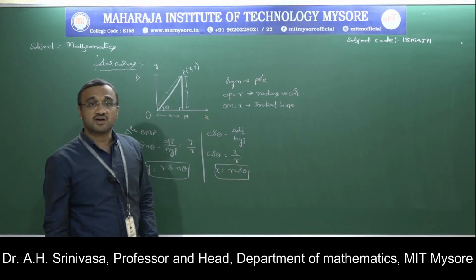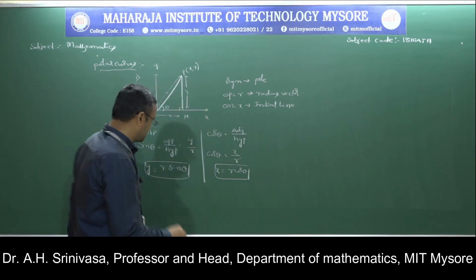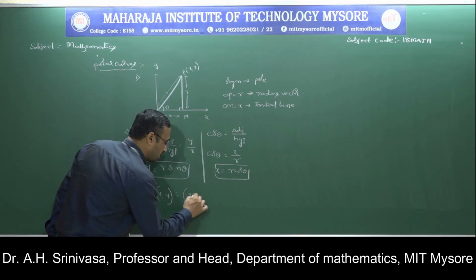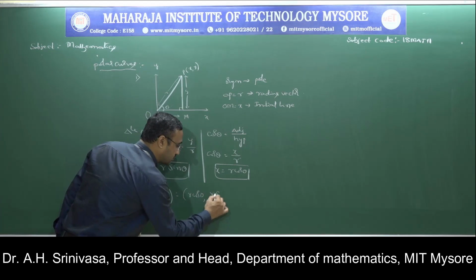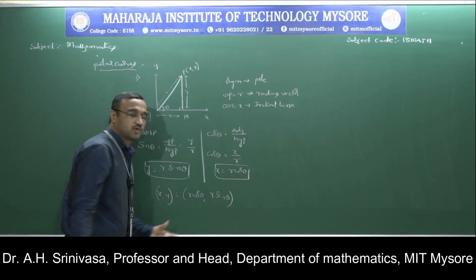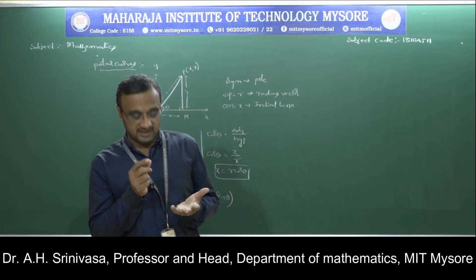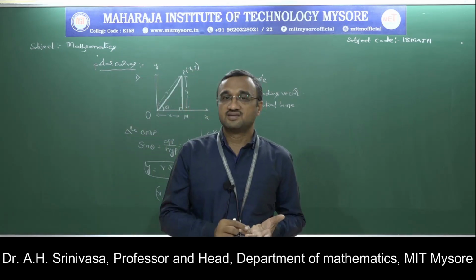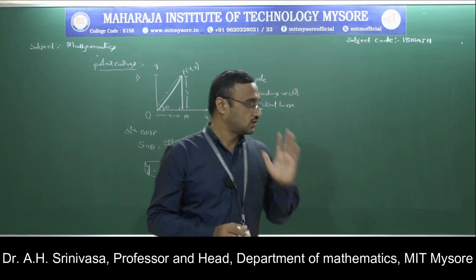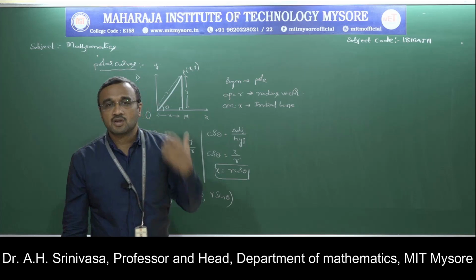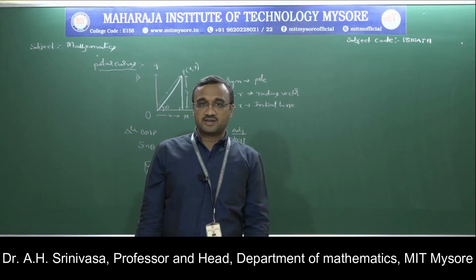Now your Cartesian coordinates x comma y change to r cos theta comma r into sin theta. So this is the polar coordinates. The representation of polar coordinates contains r as well as theta. Is it clear? Okay.